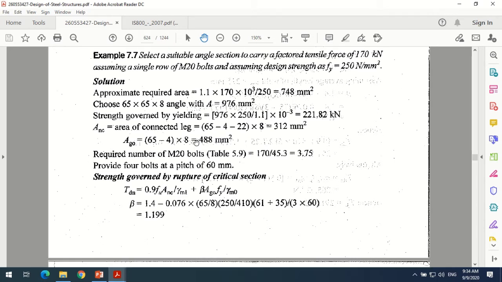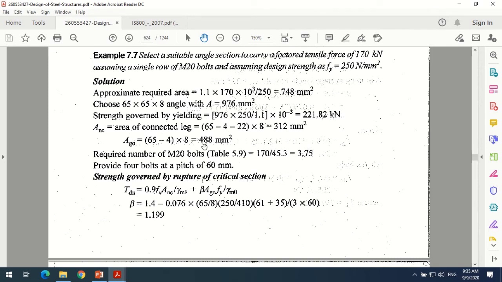Now coming to the next criterion, that is rupture at critical section. For that purpose you require the net area of the connected leg and the gross area of the outstanding leg. Here the net area of the connected leg has been calculated: the width of the connected leg minus the bolt hole diameter. Bolts are of 20 mm diameter, so the bolt hole will be of 22 mm diameter. Then minus half the thickness of the angle section.